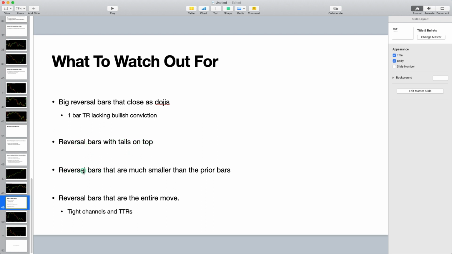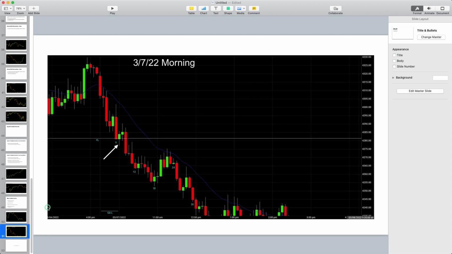The third thing we want to watch out for is reversal bars that are much smaller than the prior bars. So this chart I showed earlier, I said Al bought above bar 7, the bar next to the arrow. And I used this as an example of what Al said to do after a reversal bar if the entry bar is a doji bar. But this is also an example of buying above a reversal bar where it's much smaller than the bar before it.